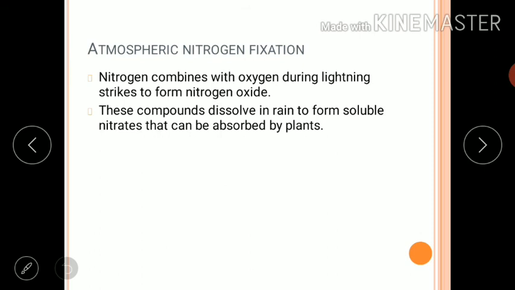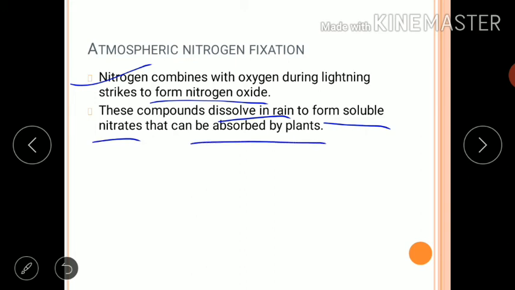Atmospheric nitrogen fixation. Nitrogen combines with oxygen during lightning strikes to form nitrogen oxides. These compounds dissolve in rain to form acids. The acids react with some of the compounds in the soil to form soluble nitrates that can be absorbed by the plants.